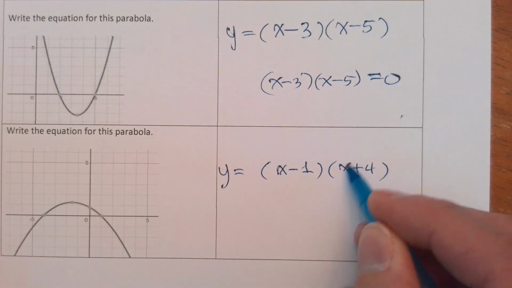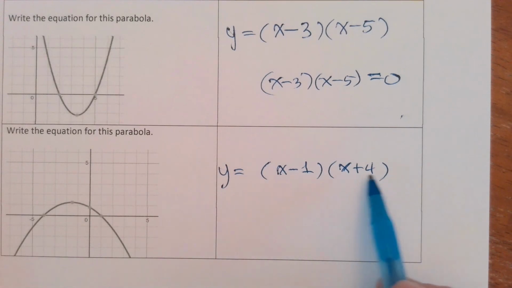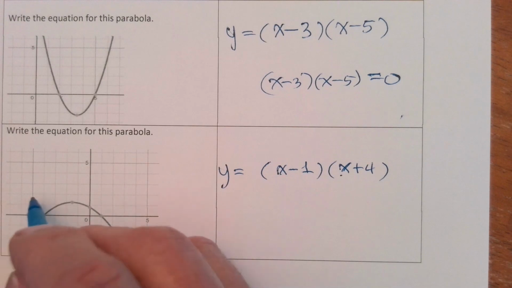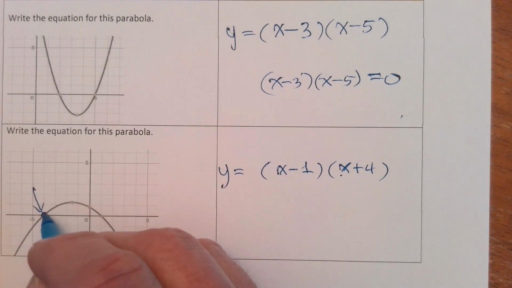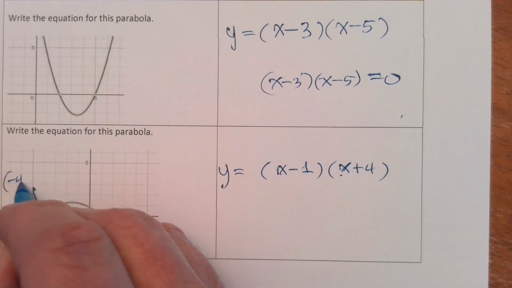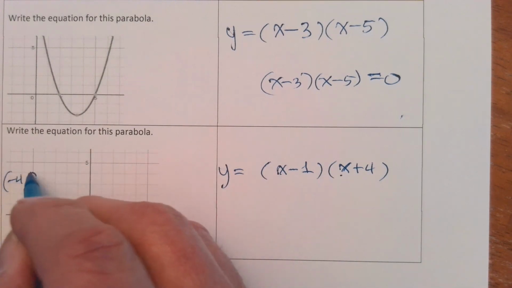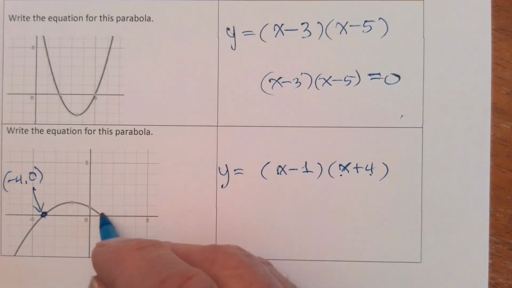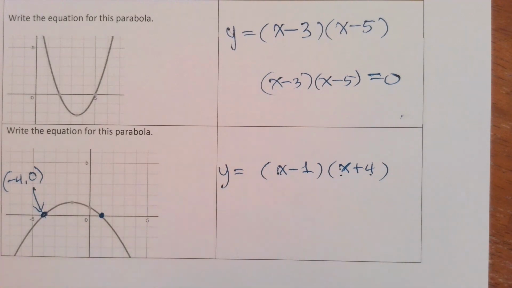But why is it plus? Because we need this factor to equal 0 when we plug that number in. Because quite literally, the ordered pair on the x-intercept there is negative 4 and 0. And negative 4 plus 4 makes 0. So we're using these two intercepts to help us figure out what these factors were.